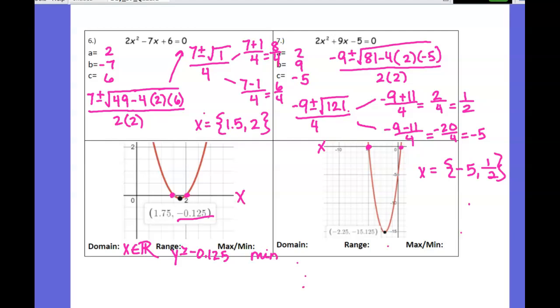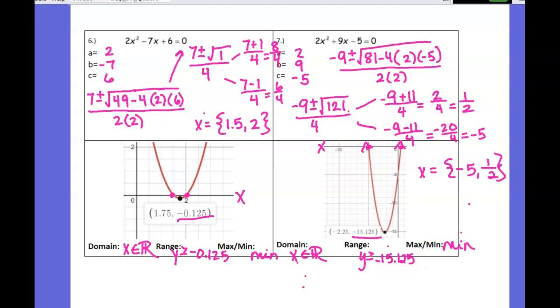Again, our domain, our x values are going on and on forever, so that's going to be an element of the real number set. And the range is going to be anything greater than or equal to negative 15.125. And again, this has a minimum.